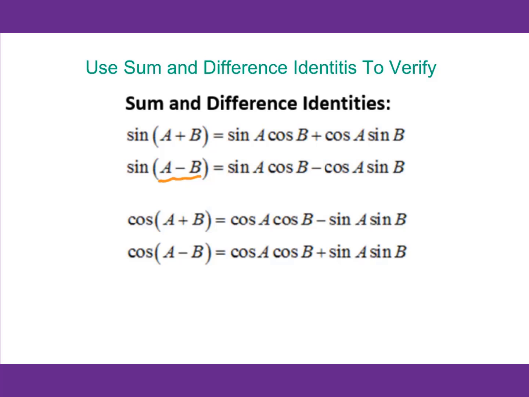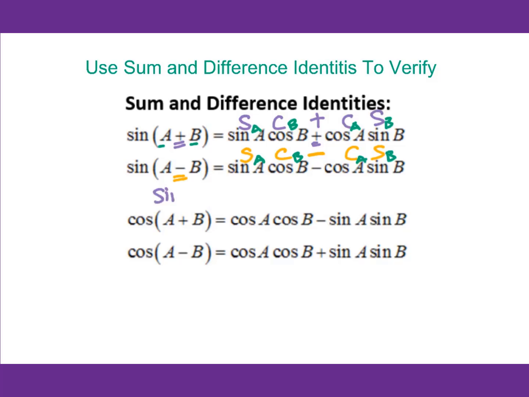Let's look at the pattern. For sin(A + B), we got the SC, CS. C stands for cosine, S stands for sine. It's a plus. It's the same. For sin(A - B), we got SC, CS. This part is minus, so we got the minus. That's the pattern. Then we can write down these two angles as A, B, A, B.